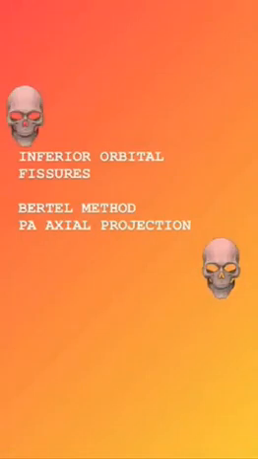Inferior orbital fissures, PA axial projection, Bertel method. Position of the patient: place the patient in the seated upright or prone position, center the mid-sagittal plane of the patient's body to the midline of the grid device, place the patient's arms in a comfortable position and adjust the shoulders to lie in the same horizontal plane.